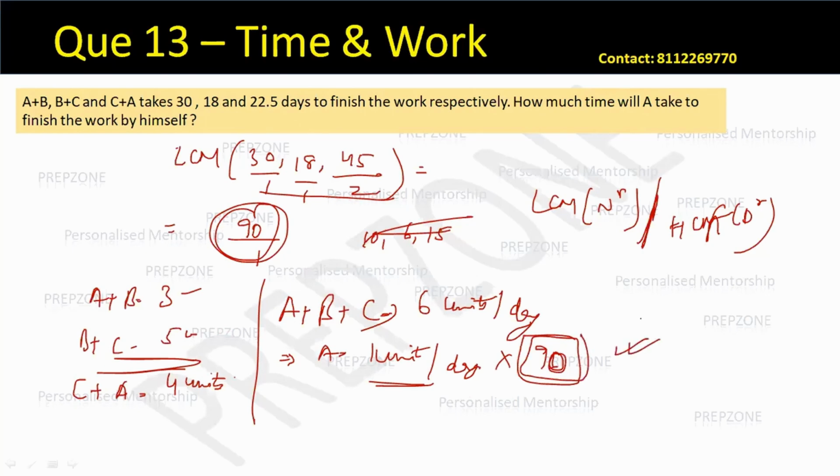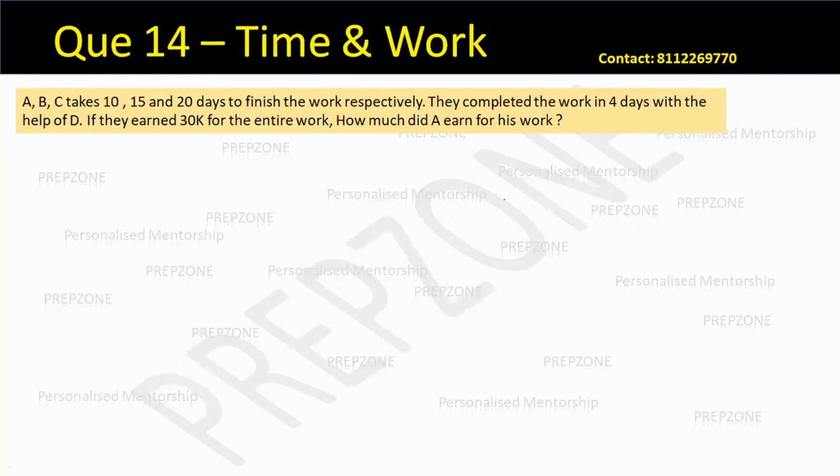Clear? Very easy. The same basics that we have been doing so far. Next question. Exactly the same method. What was the LCM? LCM is 60. Which means A, B, and C are doing 60 units of work in total. And they completed the work in 4 days, which means 60 units of work get completed in 4 days, which means every day 15 units of the work must have been completed.